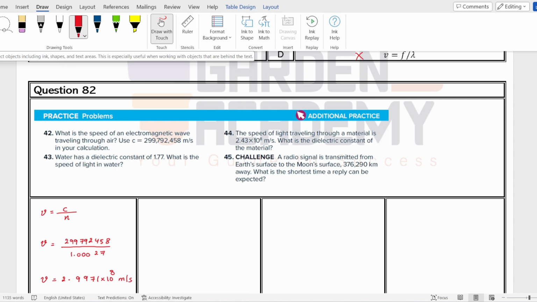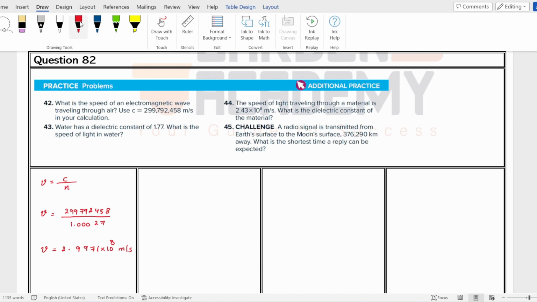It says now, water has a dielectric constant of 1.77. What is the speed of light in water? It asks us for the speed of light in water. Again, we will use the same equation. It gives me the dielectric constant, which is K. I will write V equals C over the square root of K. We will take the value of C as 3 times 10 to the power 8, because it didn't give me another value, over the square root of 1.77. We actually solved this question previously. It gives us V. Once we do shift solve, V comes out equal to 2.25 times 10 to the power 8 meters per second.